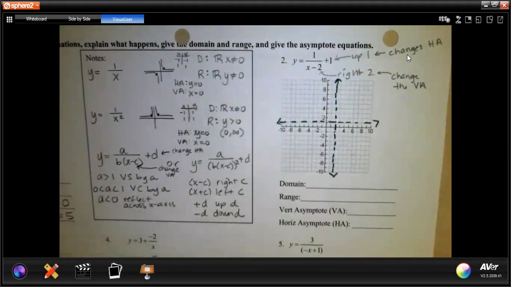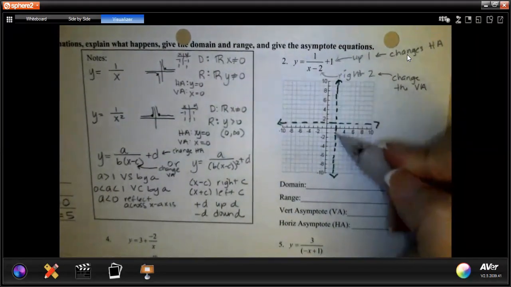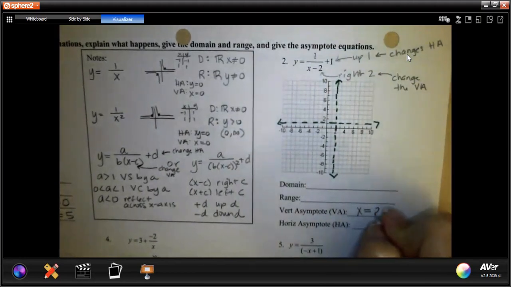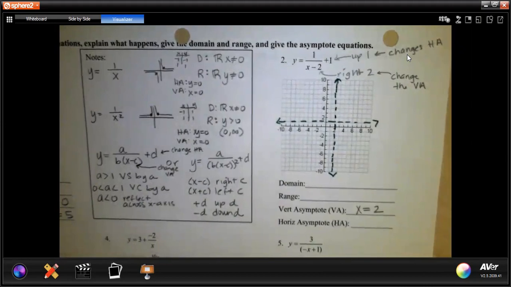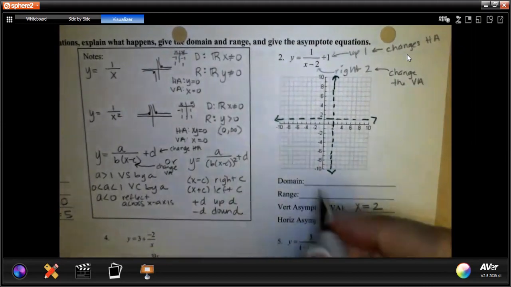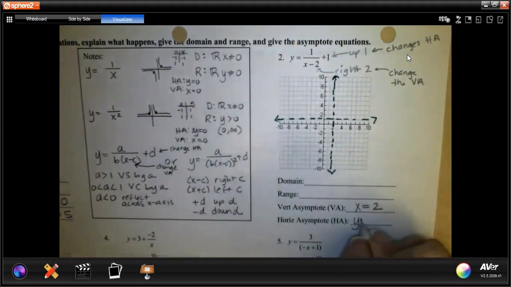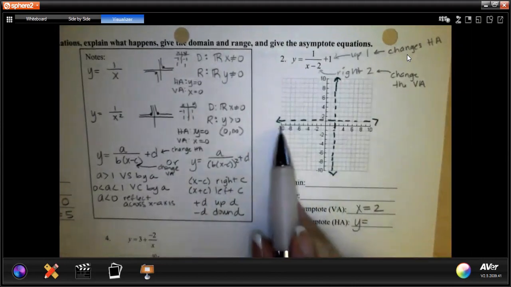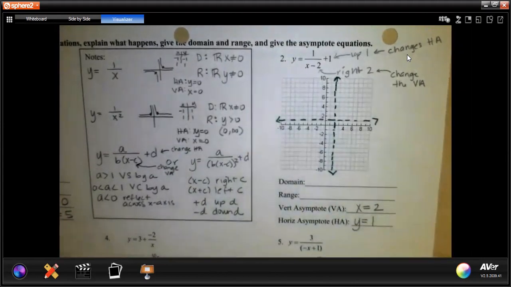Remember, with vertical and horizontal lines, you must write that x equals and y equals. So vertical line is x equals, so the vertical asymptote is going to be x equals, and that x value is 2. Our horizontal asymptote is y equals, because horizontal lines are written as y equals, and it is going through that point 1, so that would be y equals 1.